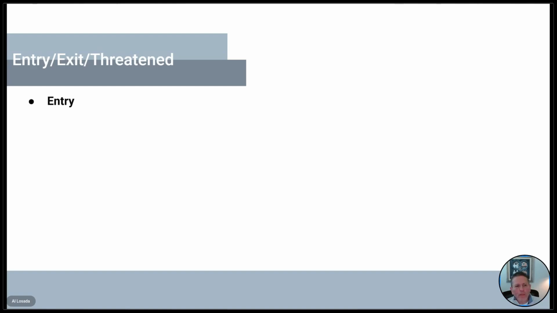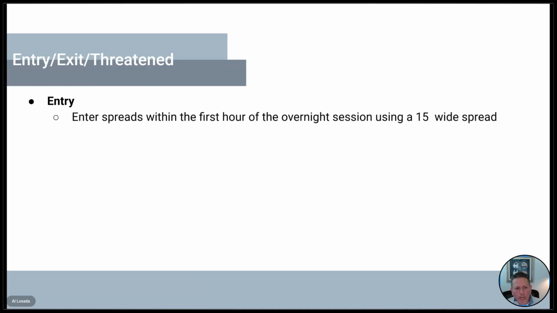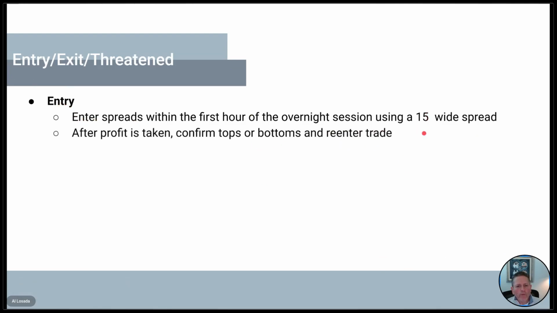All right, so let's talk about a threatened trade: entry, exit, and threatened. So let's talk about moving in here. You're moving in with a 15 wide spread position.